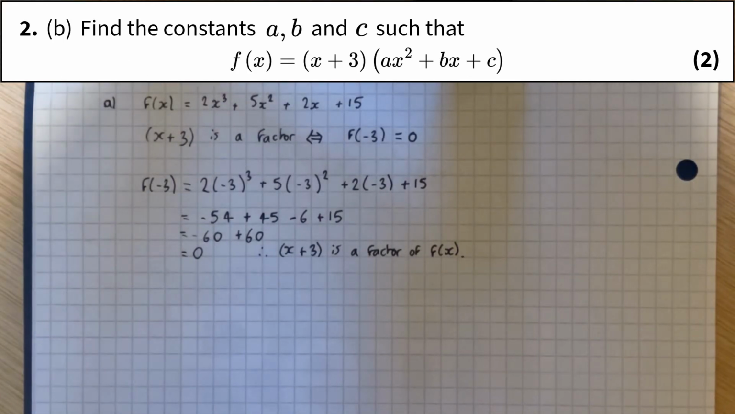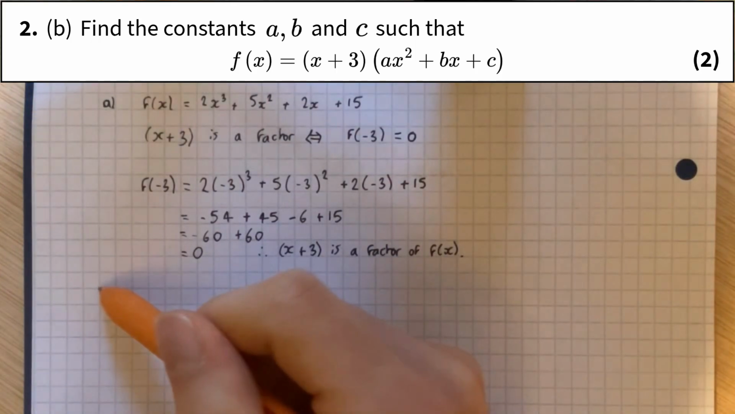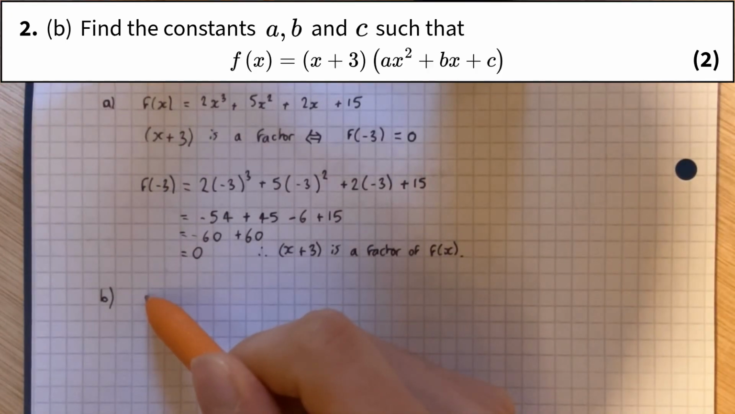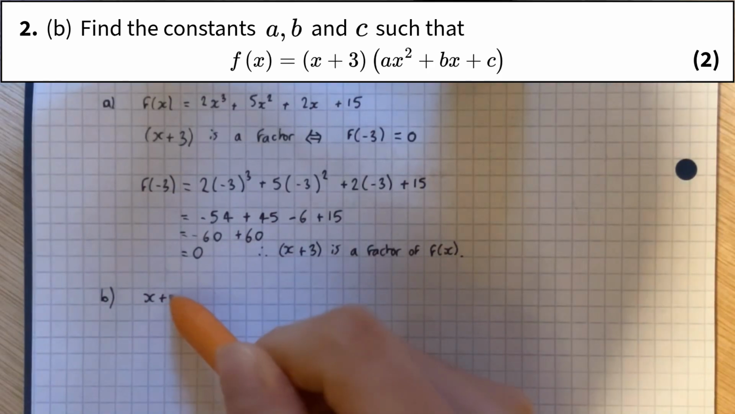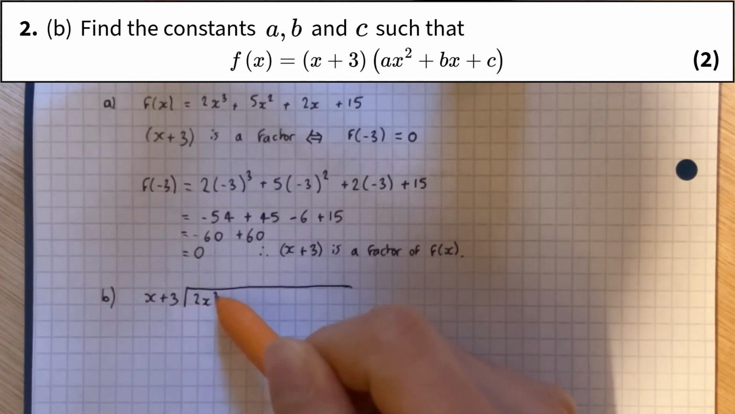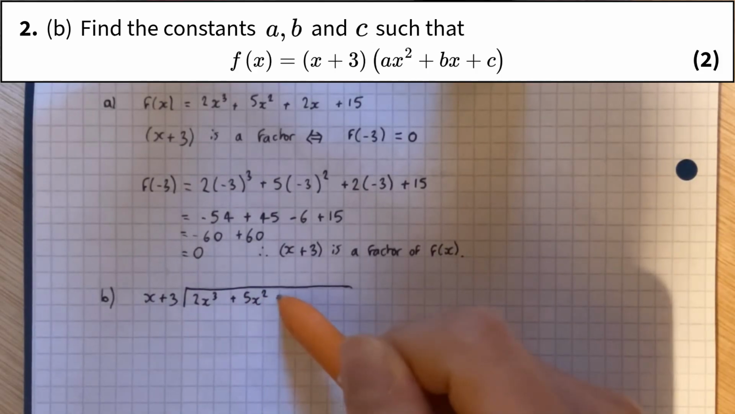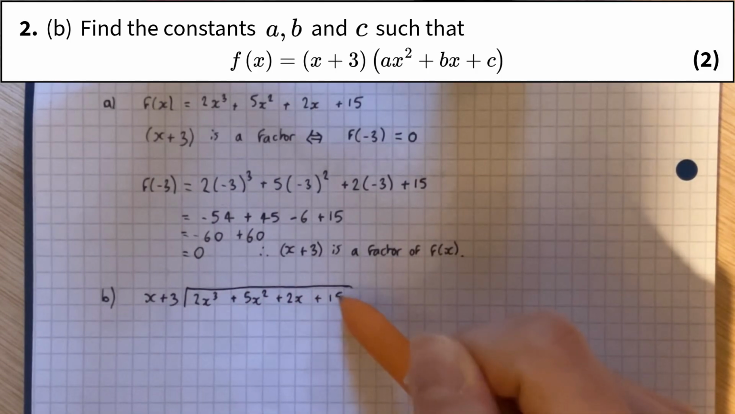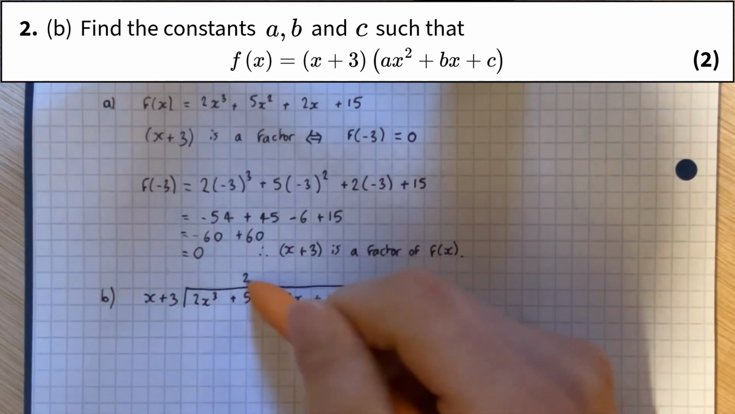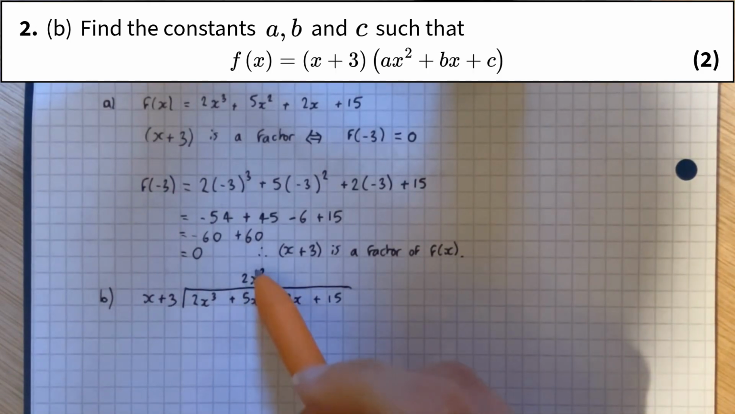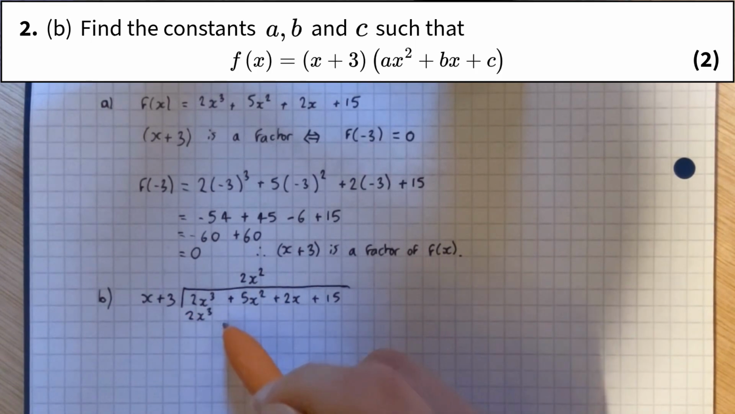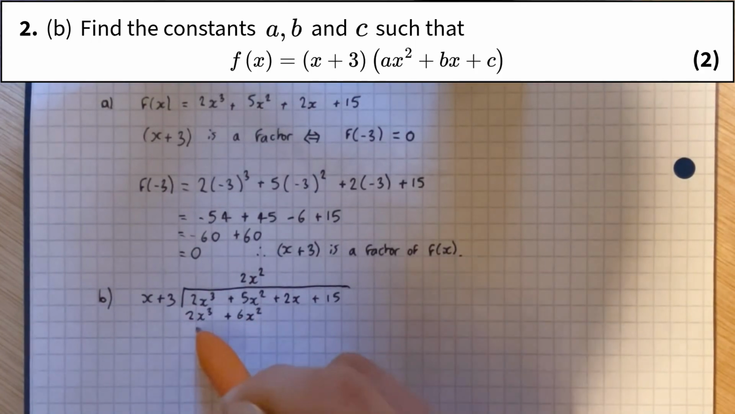For part B, we need to factorize f(x) into 2 brackets. In order to do this, we're going to use polynomial division. So we're going to try and put x + 3 into the cubic f(x), which is written at the top of the page. In order to do this division method, we need to ask ourselves the same question again and again. What do you times by x to get to 2x³? The answer is 2x². Now taking 2x², multiply it by x + 3. We get 2x³ + 6x².